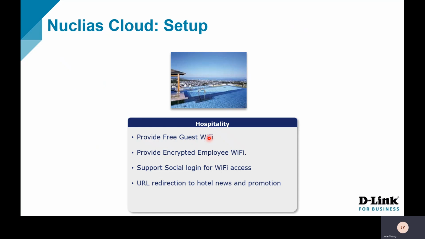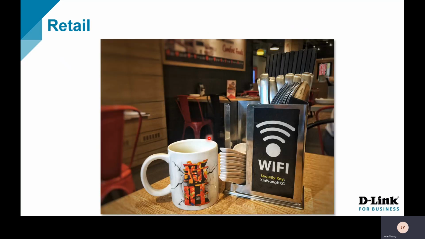So the setup is very simple for the hotel. For the guest Wi-Fi, normally it will be free or through a captive portal, even by local database or social login. Then for the employee, they have WPA, WPA2, or even WPA3. Once the authentication is finished for the guests, you can do URL redirection to the hotel news and promotions also.